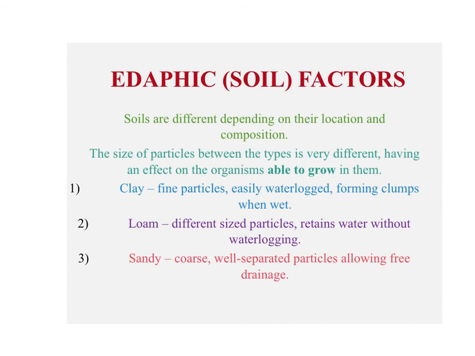Loam is when we've got different sized particles and it can hold on to water, but it doesn't waterlog. So the water can sit there and provide nutrients and transport oxygen, but it doesn't just remain stagnant, a bit like in those paddy fields that we looked at on the previous slide. And finally, sandy soil is quite coarse, so the particles are quite big, but they're well separated, and that means that water can flow freely through it, but doesn't necessarily mean that it's going to be able to hold on to enough water to provide plants with nutrients and oxygen.